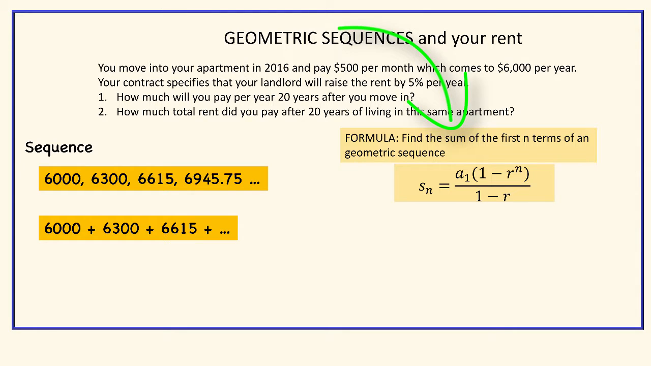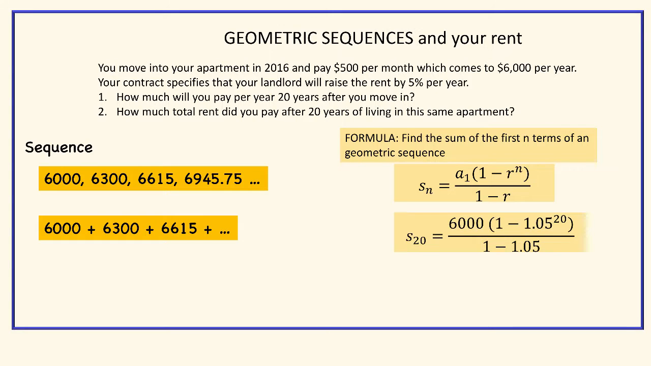So here is the formula for finding the sum of the first n terms of a geometric sequence. S sub n, so that's the sum or the total, is equal to a sub 1, remember that's where we start, our first term, times 1 minus r, and again remember r is our common ratio, so in this problem it would be 1.05, raised to the nth power, again n is how many terms we're adding up, the first 20, and then all of that over 1 minus r.